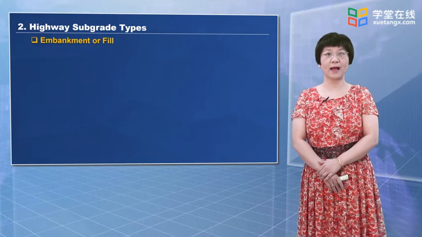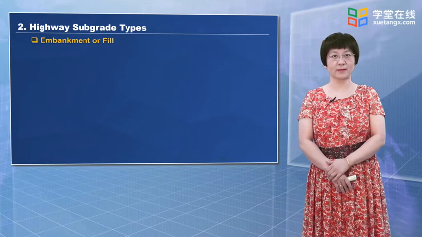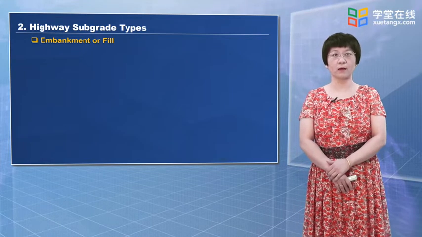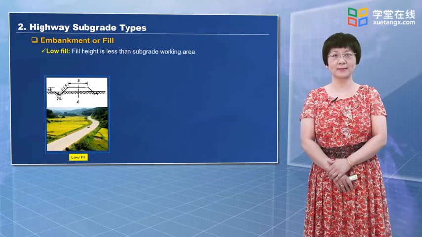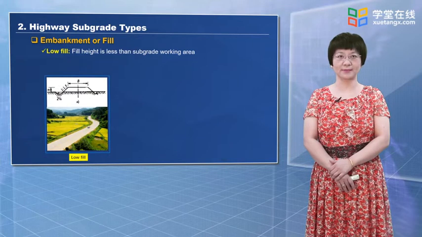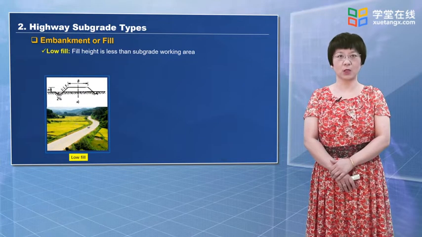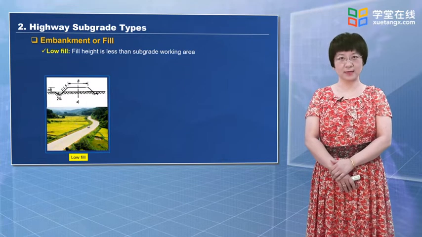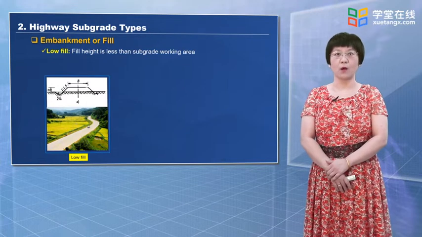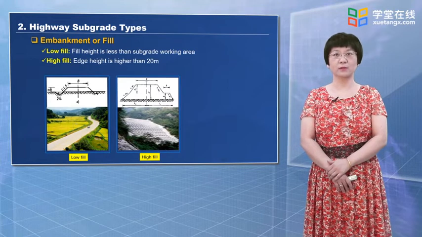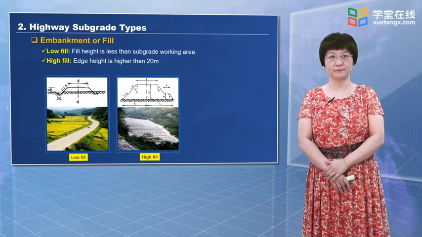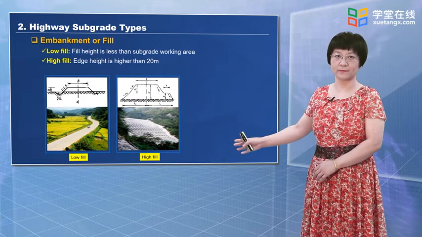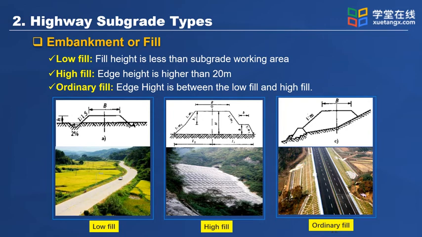Based on the subgrade height, fill subgrade can be divided into the low fill, high fill, and ordinary fill. When fill height is less than the subgrade work area depth, it can be defined as the low embankment, just like this one. When the edge height is higher than 20 meters, it can be high fill, as shown in this one. For the ordinary fill, the height is between the low fill and the high fill.